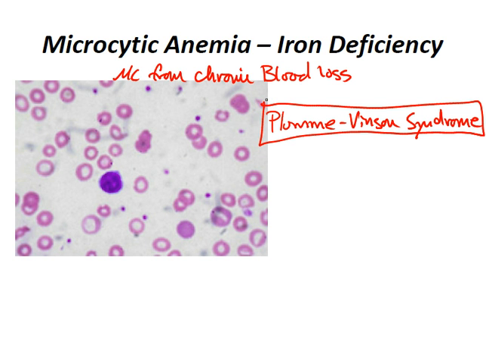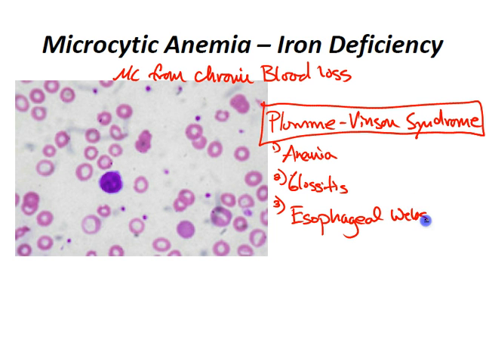Plummer-Vinson syndrome is a triad of anemia, glossitis, and esophageal webs. Be suspicious if a patient presents with symptoms of dysphagia and has concurrent anemia. Patients with Plummer-Vinson syndrome may have an increased risk of developing esophageal squamous cell carcinoma, or squamous cell cancer.